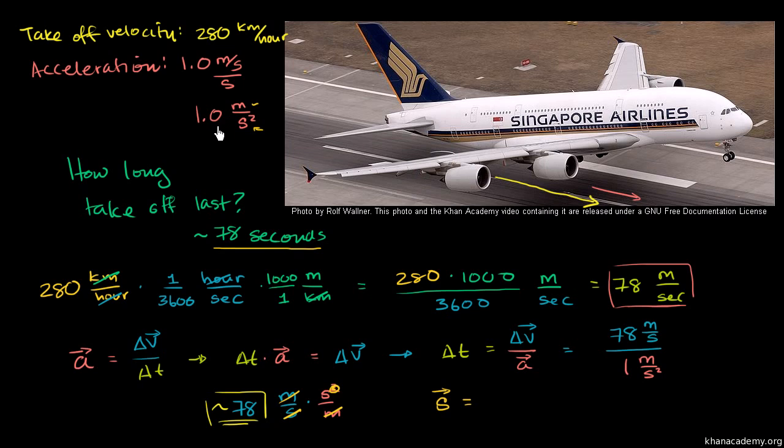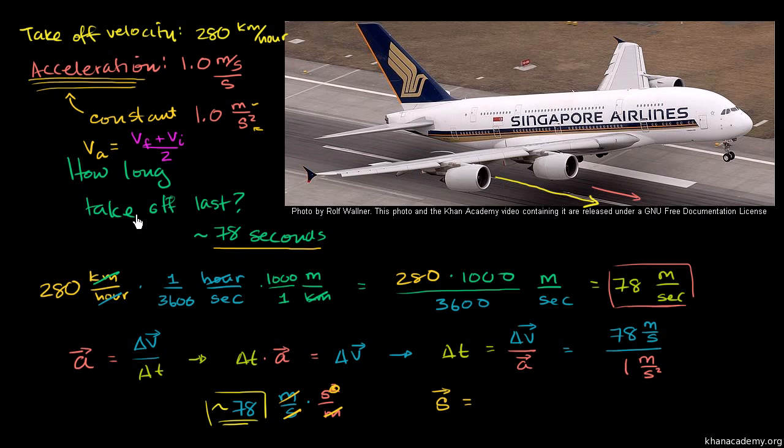But lucky for us, we learned, and I encourage you to watch the video on average velocity for constant acceleration. If you assume that your acceleration is constant, and that is what we are assuming in this example, then you can come up with something called an average velocity. And if and only if your acceleration is constant, then your average velocity will be the average of your final velocity and your initial velocity.